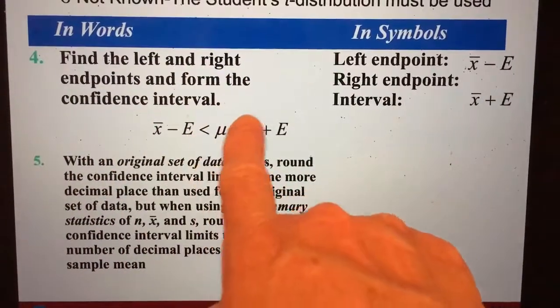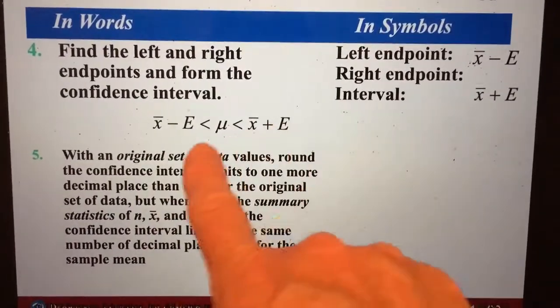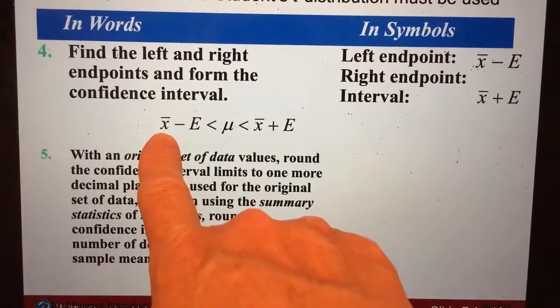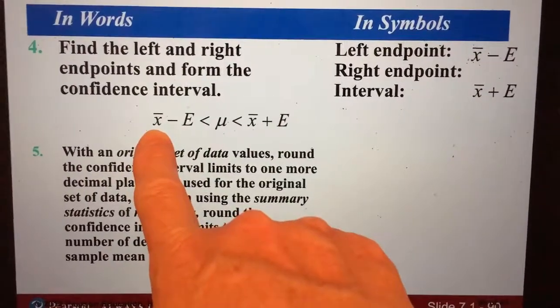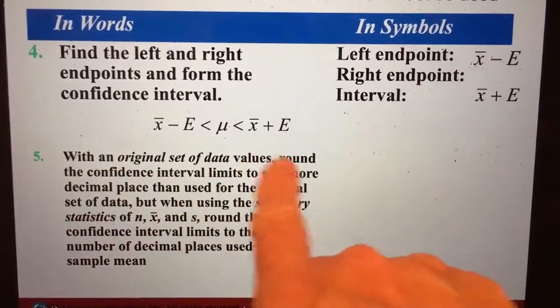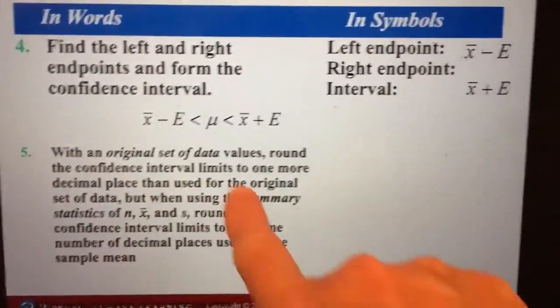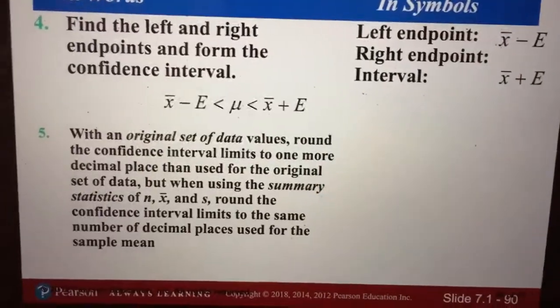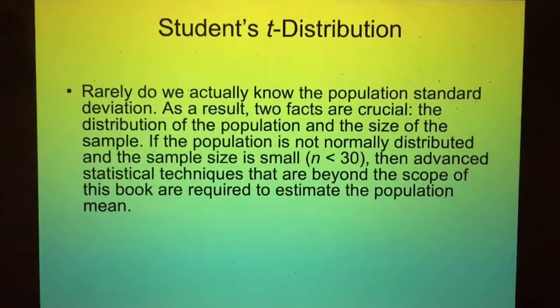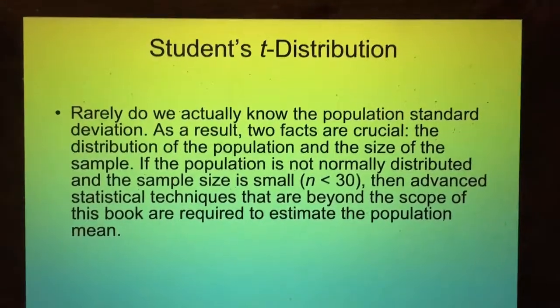Okay, so then we're going to go to the next screen, and it says find the left and the right endpoints to form the confidence interval. I hope that looks familiar to you, except instead of the p hat, we've got the x bar, because we're looking for the mu. And with an original set of data values, round the confidence interval limits to 1 more decimal place; this is your rounding rule. Okay, so let's see how we use the student T distribution.